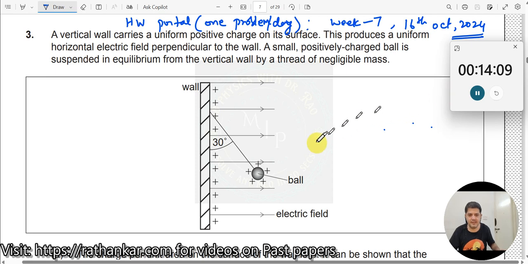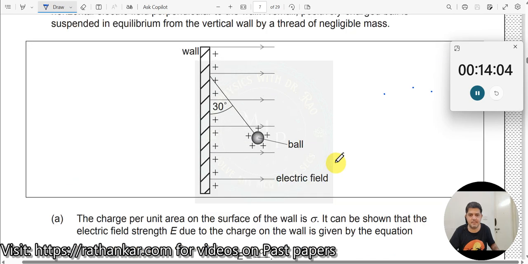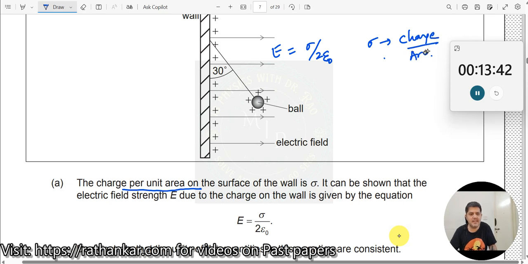Okay, now with all this information, what's the next thing that we have? The charge per unit area on the surface of the wall is sigma, which can be shown that the electric field strength E is sigma by 2 epsilon naught. So he has already given you the value of E, which is sigma by 2 epsilon naught. And what is sigma? Sigma is the charge per unit area. Let me write it down. If I find out the area of this wall and multiply by this, I can get the value of charge. So basically this is called a charge density, surface charge density.